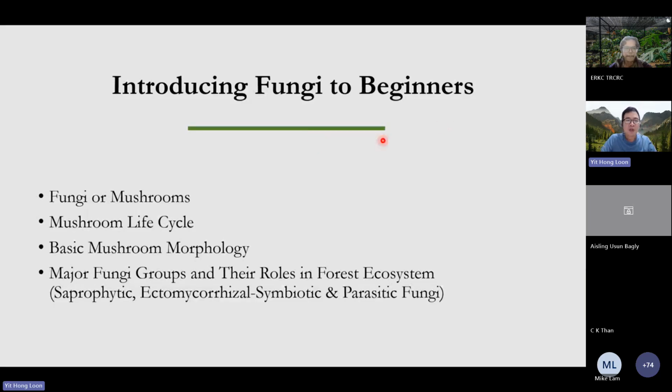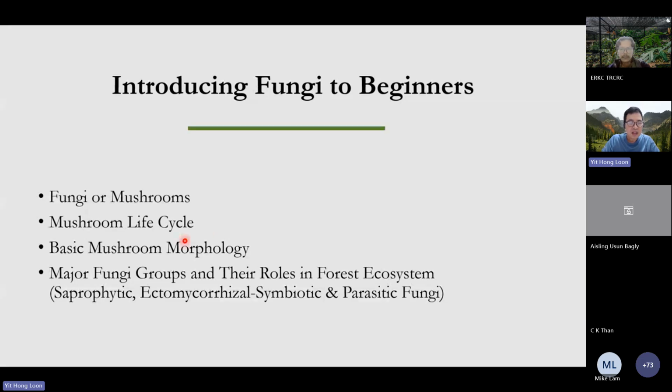The topic I'm going to cover is what is a fungus versus a mushroom. Sometimes we interchange the words; sometimes we refer to fungi and sometimes to mushrooms. Why? There's actually a reason. Then I'll explain a little bit about the mushroom life cycle.